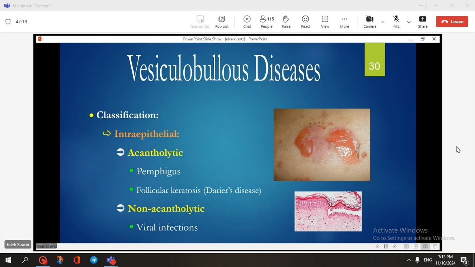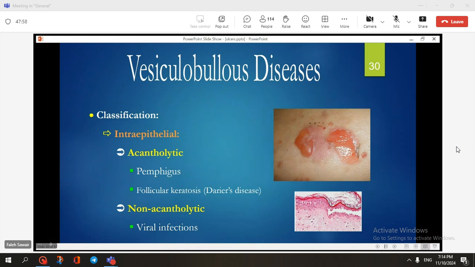Vesiculobullous disorders are diseases causing vesicles or bullae in the oral cavity, followed by rupture and ulceration. We can have many of them. Some of them develop inside the epithelium, so they are superficial vesicles or bullae. The common example is pemphigus. And we also have other things inside the epithelium other than pemphigus.